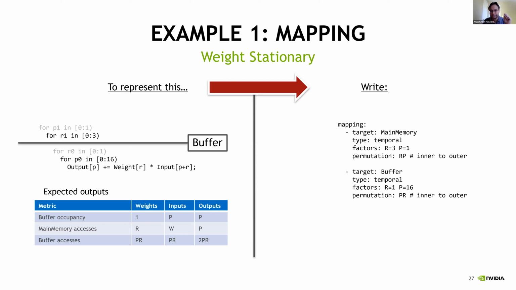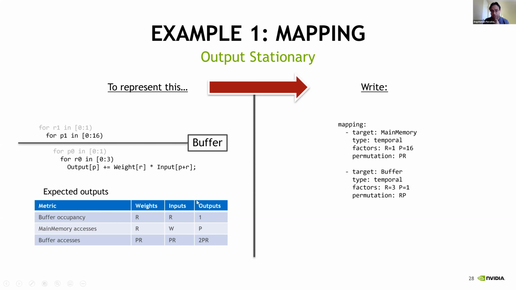Okay, so now for that same architecture and the same workload, let's think of a different mapping. In this case, this is what we call an output stationary mapping. So notice how the loop nest changed. We basically swapped the P and R loops, and we made it go over R equals 0 to 3 at the buffer and 0 to 16 from the DRAM to the buffer.